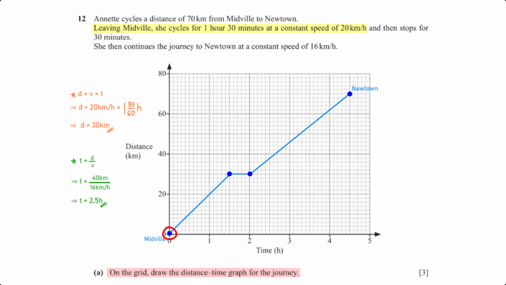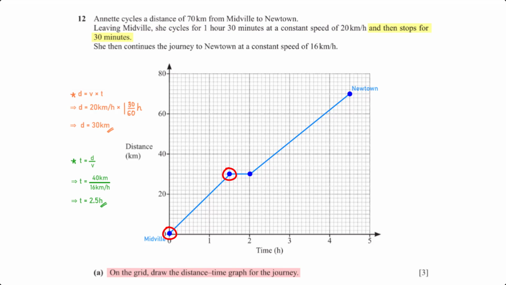We are told she cycles for 1 hour 30 minutes at a constant speed of 20 kilometers per hour. We've been given the time duration, so we need to find the distance covered for this part of the journey. We get this by multiplying her speed, which is 20 kilometers per hour, by the time duration, which is 1 hour 30 minutes. We convert 30 minutes to hours by dividing 30 by 60. This gives us 30 kilometers. So on the grid, we mark the point 1.5 hours, 30 kilometers.